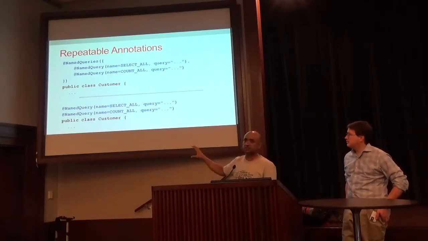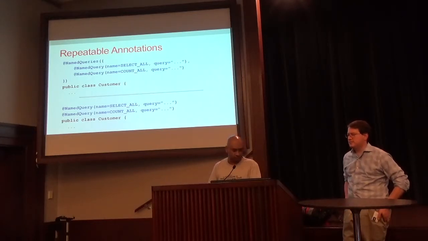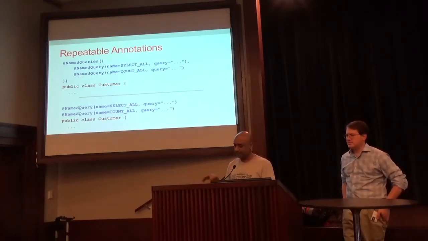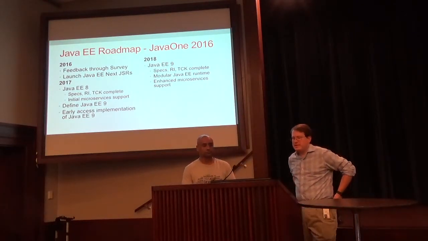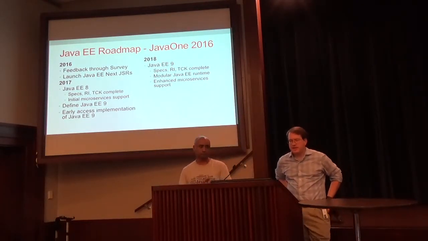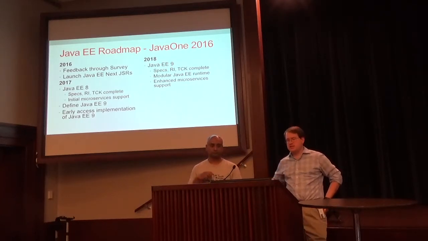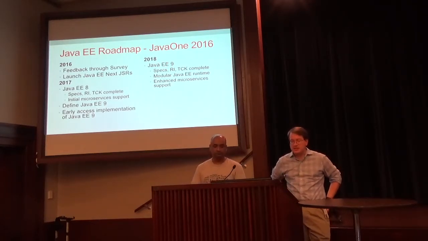So this is actually support that's added in a number of APIs. A lot of it is in JPA, but there's also the same thing for the existing data source annotations, and also for the existing JMS annotations. So all of the major ones basically are capable of doing repeated annotations now. So with JavaOne last year, they solicited feedback through the surveys and launched the Java EE Next JSRs, which we talked about. Java EE8 is on target for release next month.